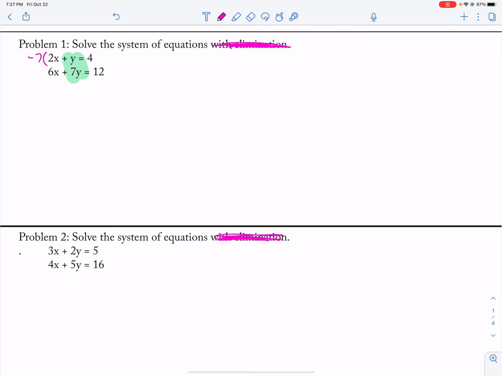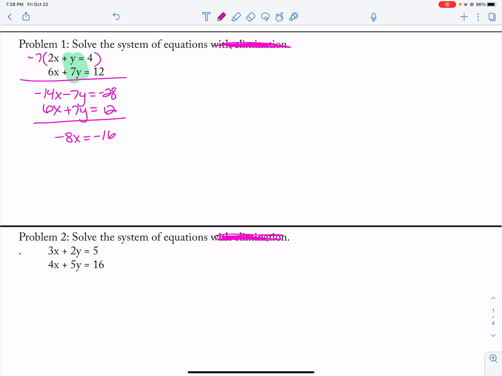So I would multiply the top equation by -7. So I get -14x minus 7y is equal to -28. 6x plus 7y is equal to 12. So then my y's cancel out and I'm left with -8x is equal to -16. Divide both sides by -8 and I get x is equal to 2.